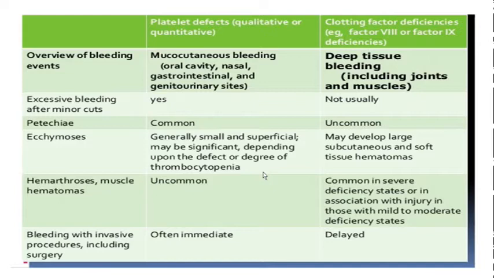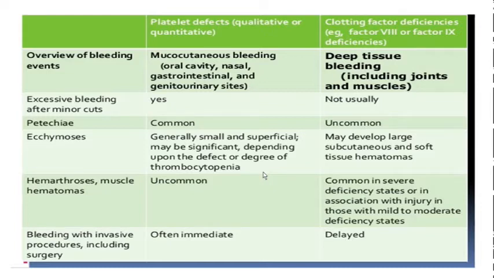The wet bleeds are usually in the form of wet purpura in the mucous membrane, and the dry ones are more superficial on the skin. But deep tissue bleeding, especially in the joints and muscles, usually happens in clotting factor deficiencies. And excessive bleeding can happen with minor cuts in cases of platelet defects, because you have a problem with the bleeding. And petechiae is very common.